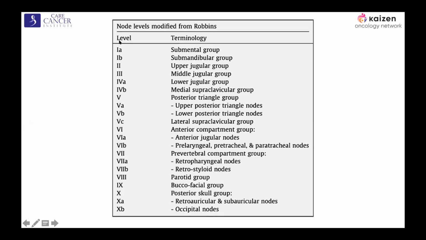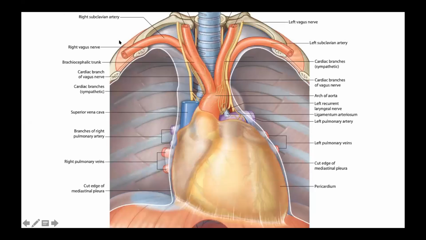of lymph nodes. Level 7 has retropharyngeal, level 7A, and retrostyloid is level 7B. Then you have parotid group, buccofacial group, and posterior skull group as 8, 9, and 10 respectively. So we'll see them in more detail. Like I mentioned, we'll first start off with vessel anatomy.